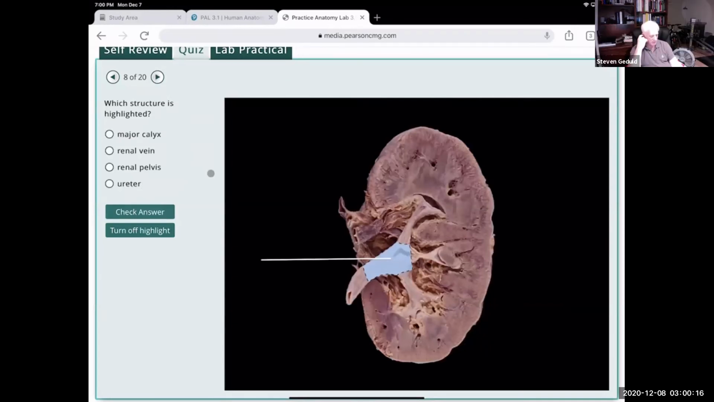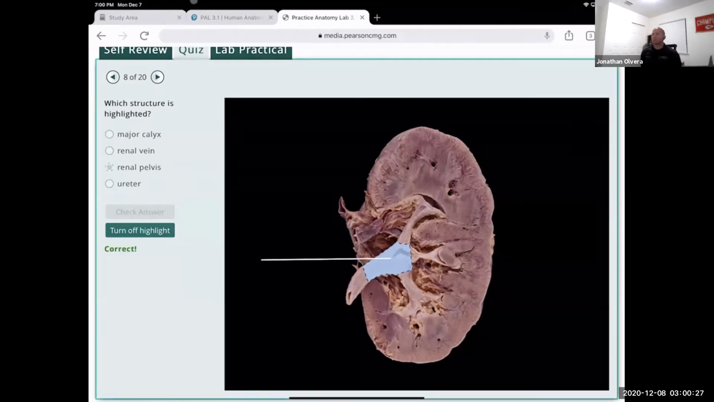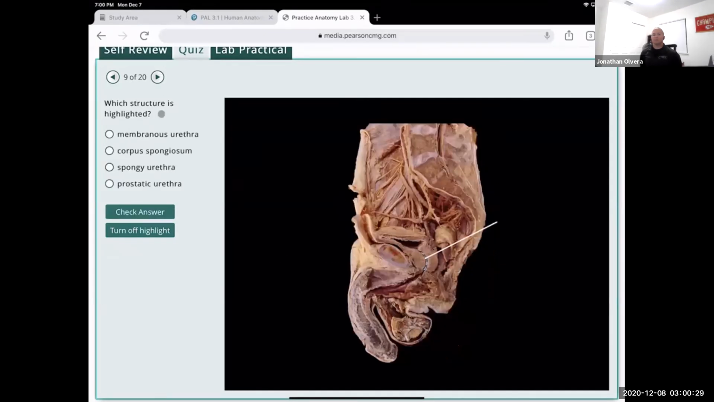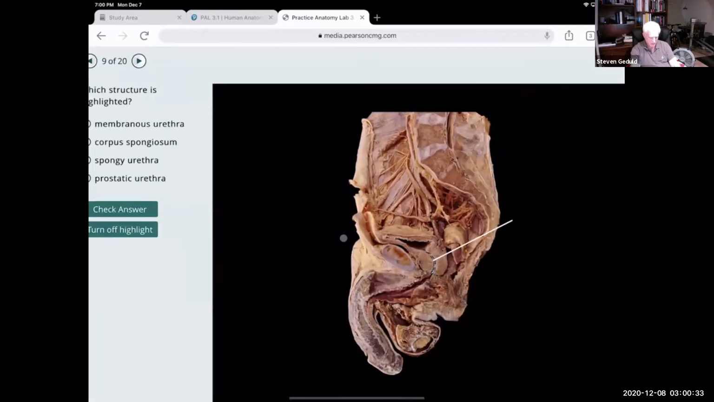Okay, that one is what? Renal pelvis. Renal pelvis. Perfect. What structure is highlighted there? I can't even see it. I'll turn on the highlight.